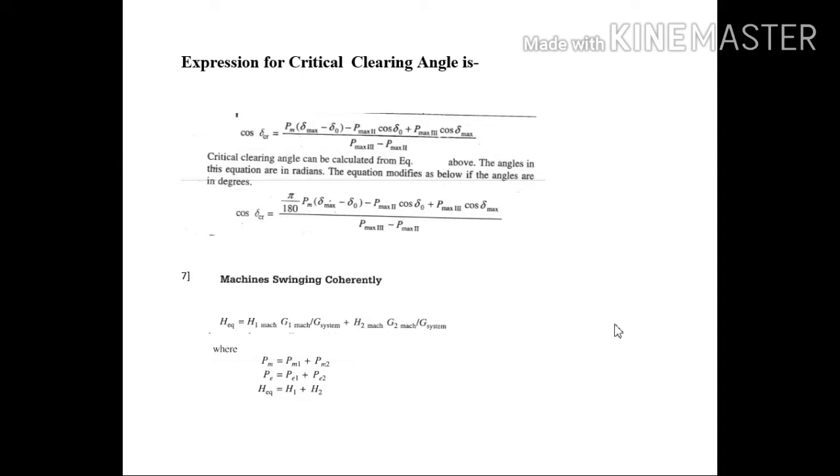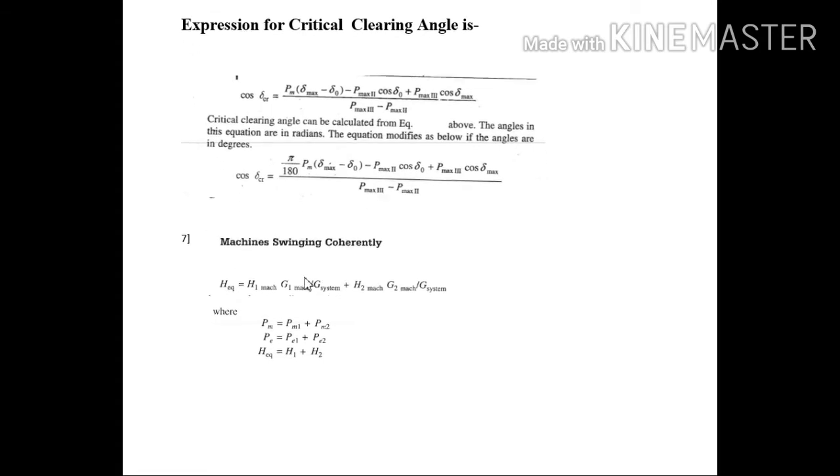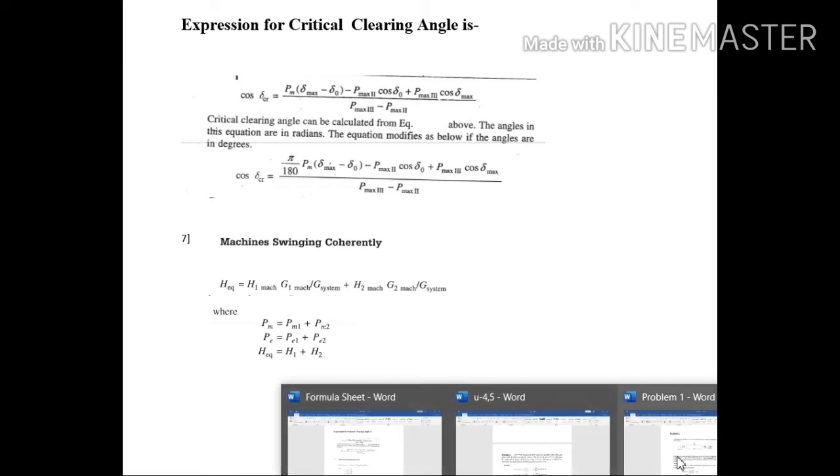With the expression for critical clearing angle, which is given by this formula, and if I want this critical clearing angle in degrees, then multiply the complete expression by pi by 180. Then the expression for the machines swinging coherently is given by this formula: H equivalent equals H1 times machine G1 by G system plus H2 times machine G2 by G system, where you can have the idea about what is G1 machine, what is G system, and similarly for G2 and G system. Okay, H equivalent will be what? H1 plus H2.